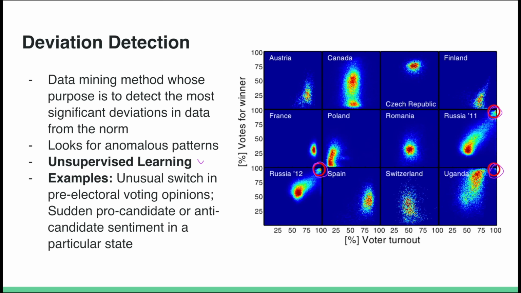Some examples of using this might be an unusual switch in pre-electoral voting opinions, or just to detect anomalies in voting data, or a sudden pro or anti-candidate sentiment in a particular state. So something that is deviating from the norm, so that whoever's campaigning can take a look at that and try to figure out what happened.